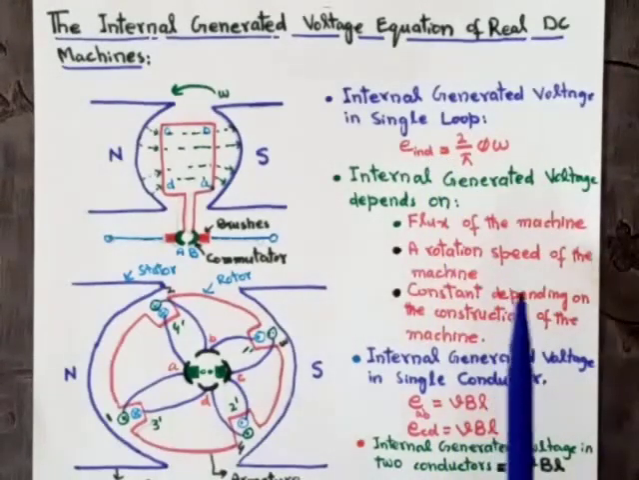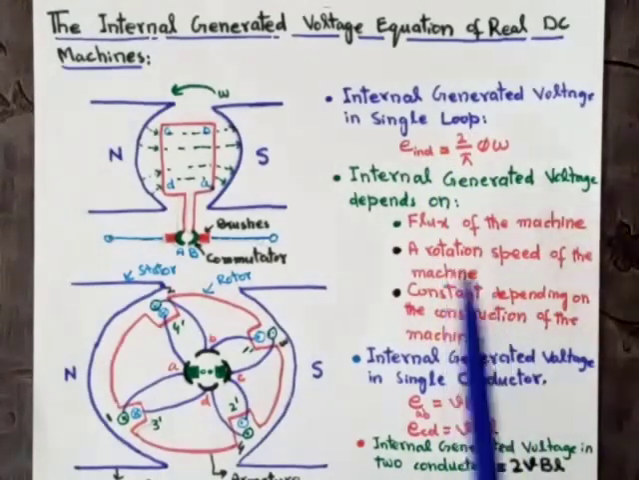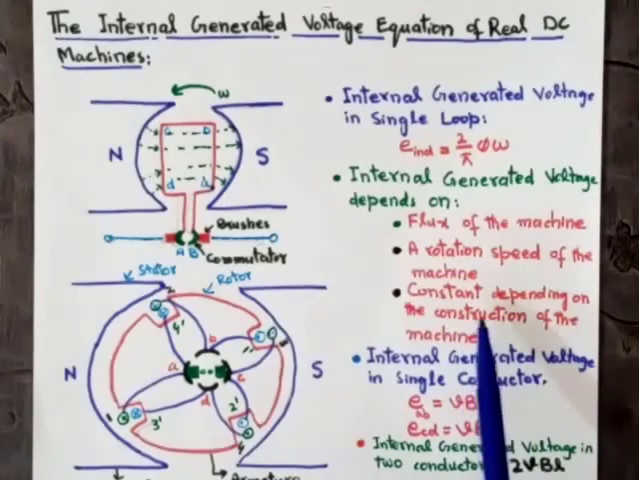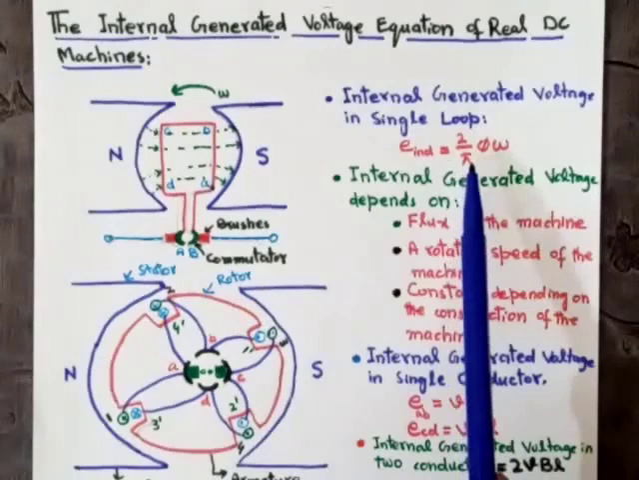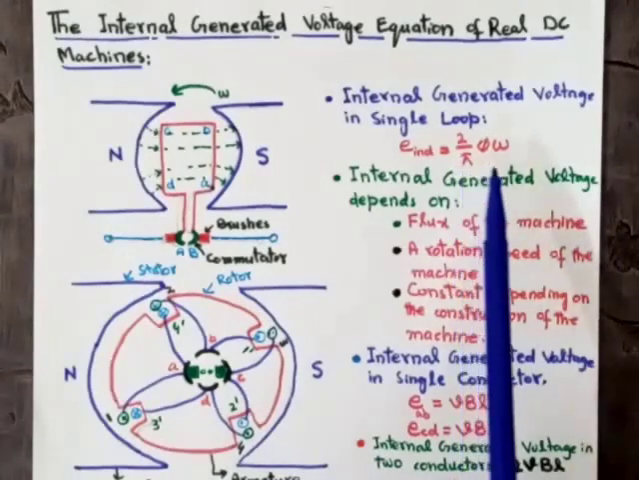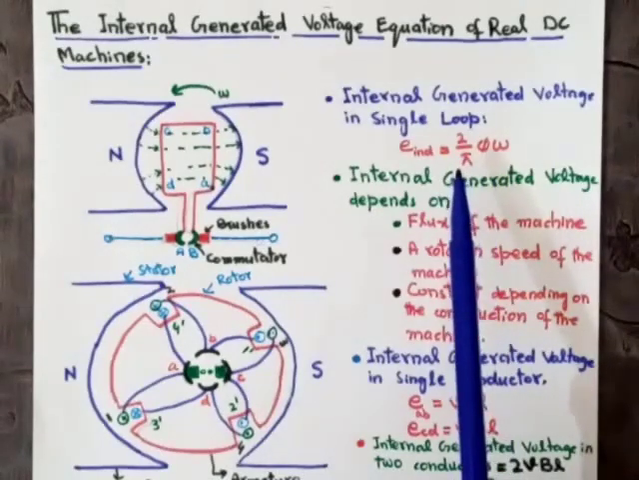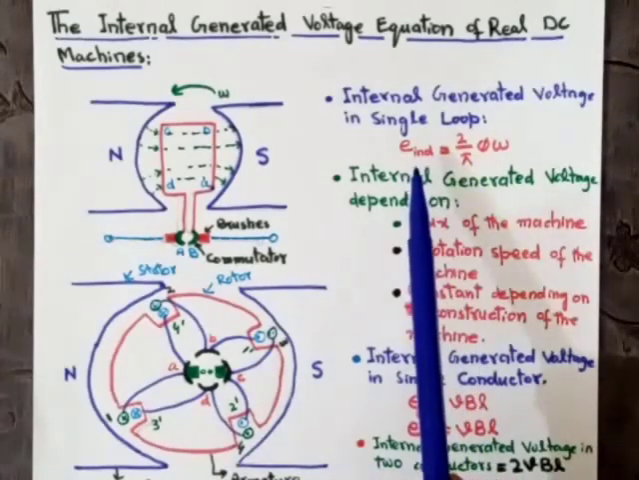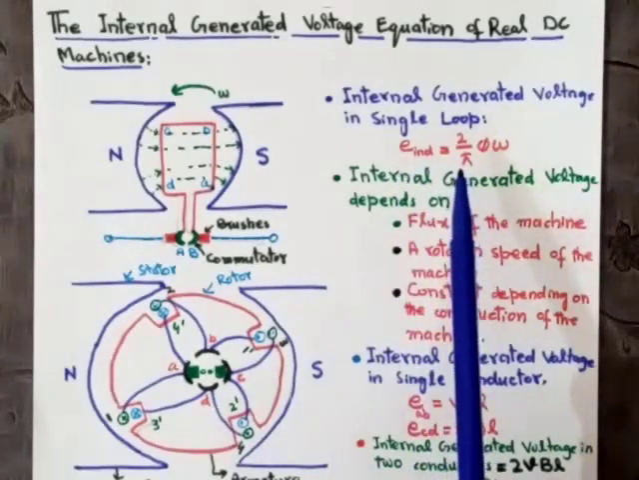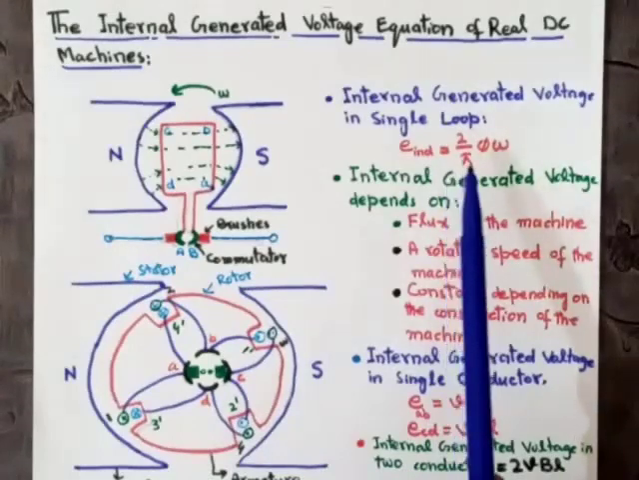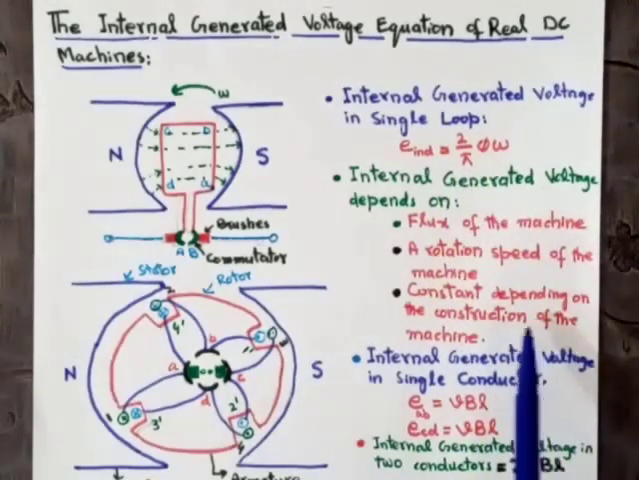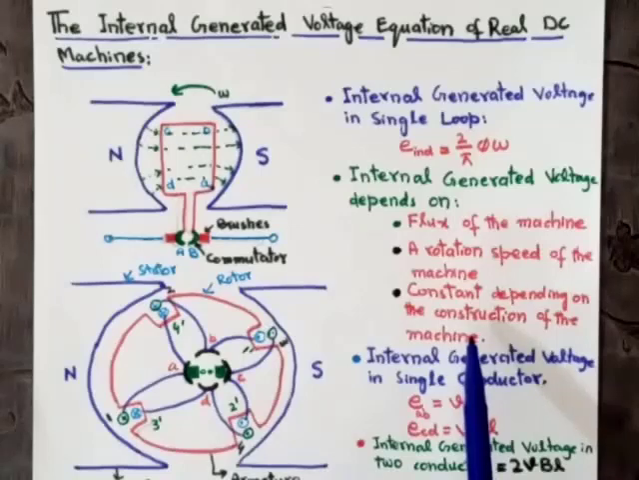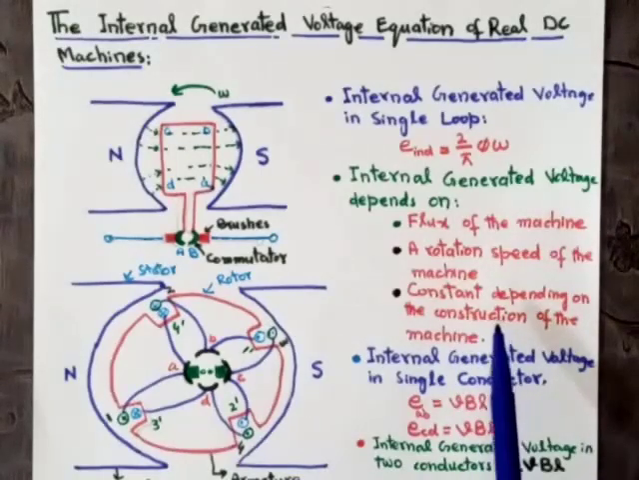And the third factor on which induced voltage depends is a constant depending on the construction of the machine. As you can see in this equation, 2 over pi is the constant factor. When we change the constant, then the induced voltage will change as well. The constant depends on the construction of the machine, that is the number of loops, number of poles, etc.